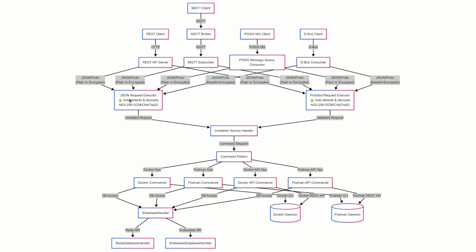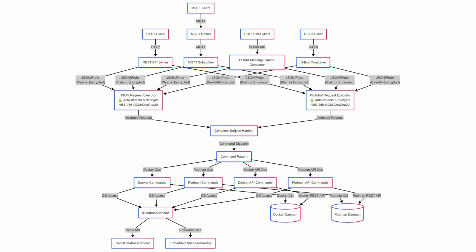It could be either a JSON executor, or it could be a protobuf executor, where it receives the incoming data, decrypts it if it is encrypted, and changes the format if it is serialized data in the form of proto, and then converts the incoming data into a JSON in either of the cases, and forwards it to the container service handler.